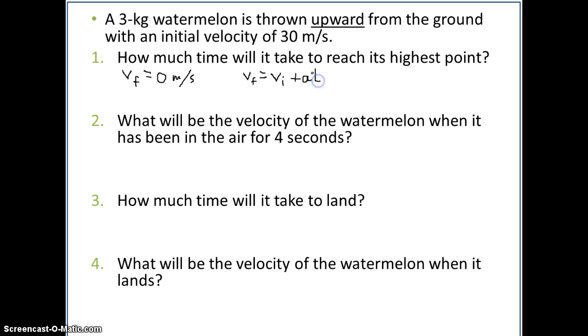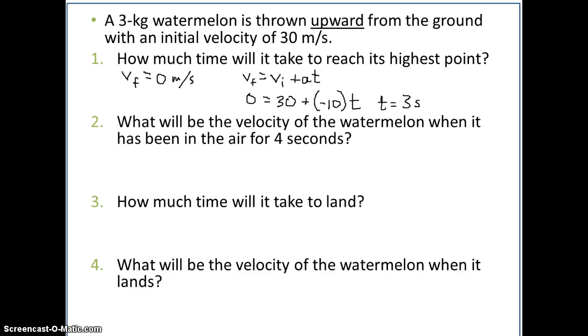And we're going to solve for how much time it takes, that T right there. The velocity is 0 at the final. The initial velocity we're given right here is 30. It's positive 30, thrown upward. A is negative 10. Solve for T. When you do that, you get T equals 3 seconds. It takes 3 seconds to go up if you throw something up 30 meters per second.